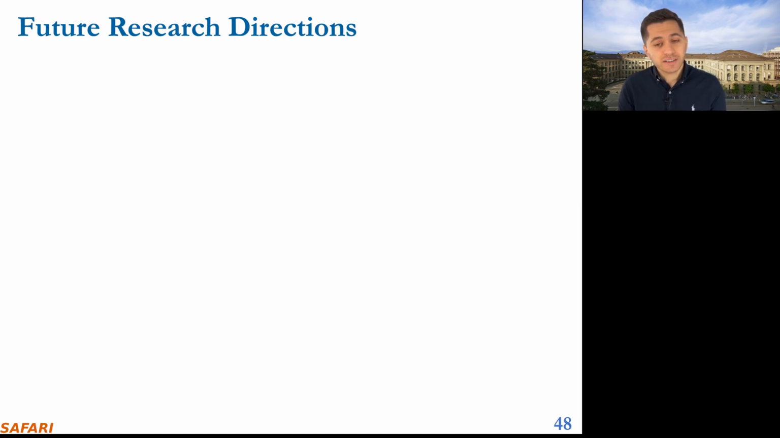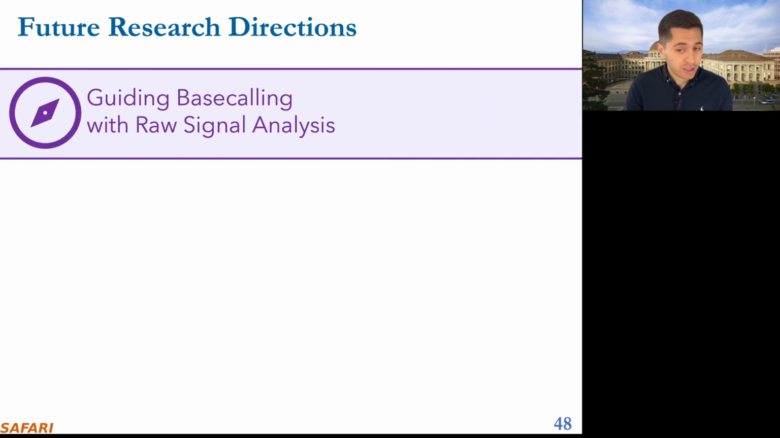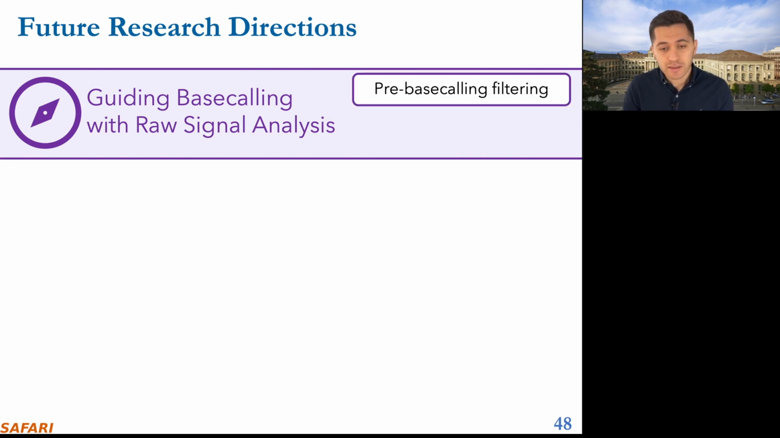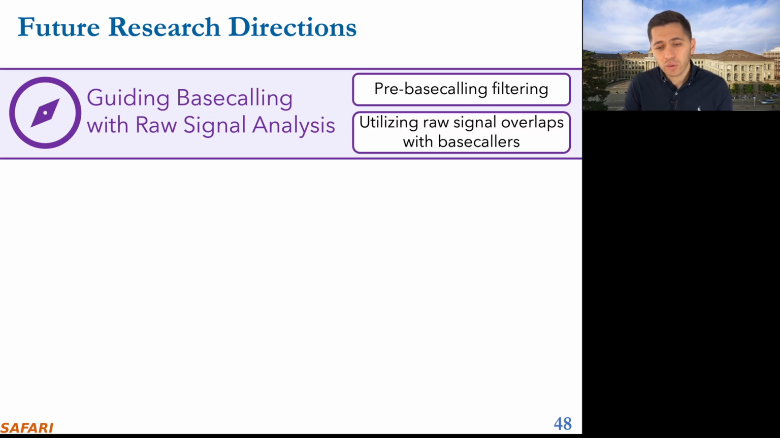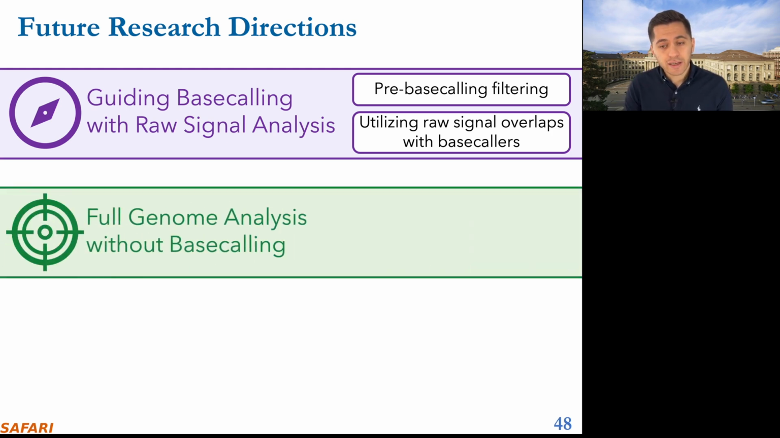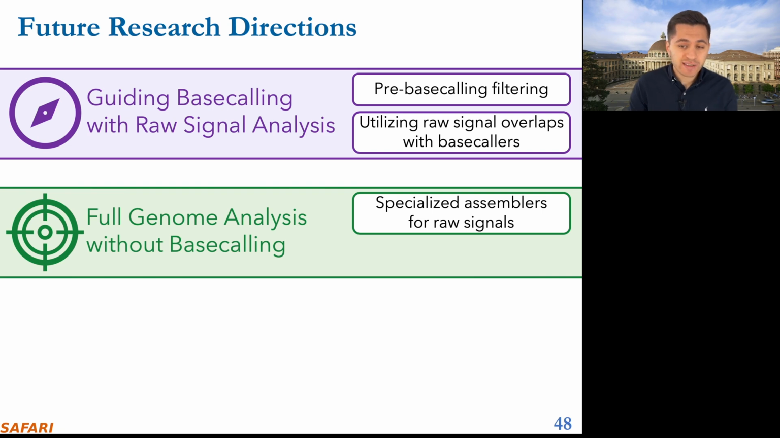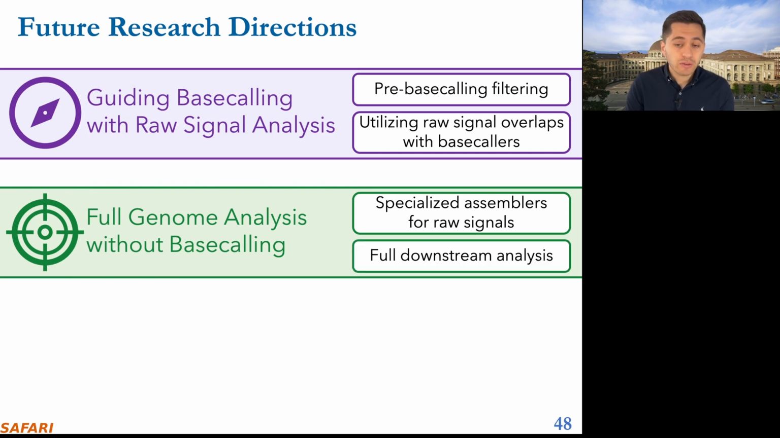We identify 3 key future research directions. First, to improve the base calling performance and accuracy, we should guide base calling with raw signal analysis by filtering reads with raw signal analysis before base calling and using overlapping signal information to train and use base callers for improved accuracy and performance. Second, to improve the accuracy of genome analysis, we should aim to perform full genome analysis without base calling by designing specialized assemblers for raw signals and performing downstream analysis up to variant calling.